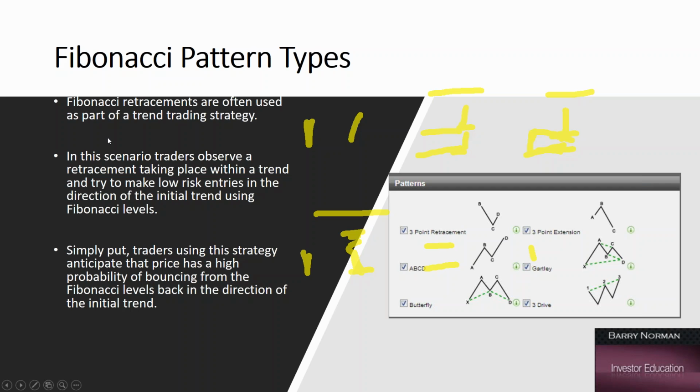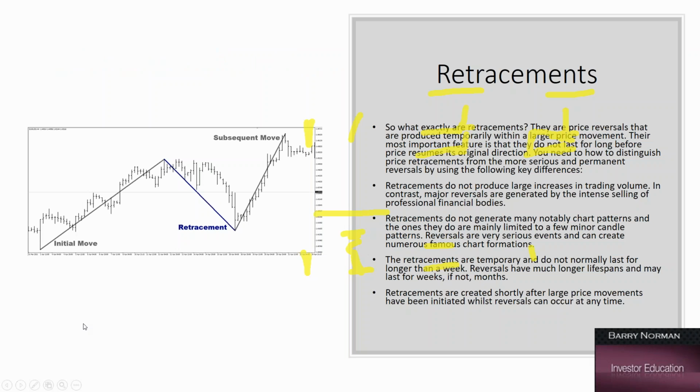So combining this with Fibonacci retracements, they're often used as part of a trend trading strategy. In this scenario, traders observe the retracement taking place within a trend and try to make low-risk entries in the direction of the initial trend using Fibonacci levels. Simply put, traders using this strategy anticipate that price has a high probability of bouncing from the Fibonacci levels back in the direction of the initial trend. So make sure you locate this on our schedule and come to our 2-week class on Fibonacci patterns.